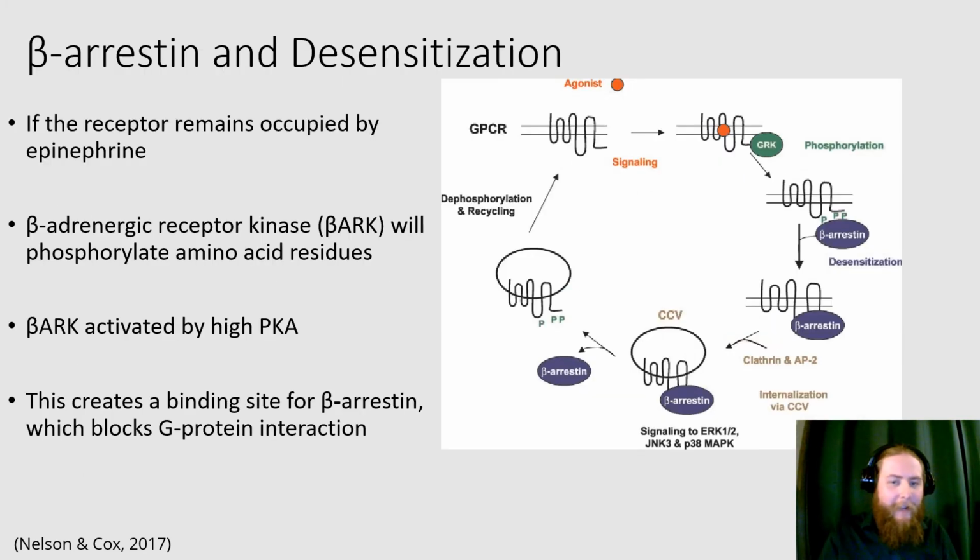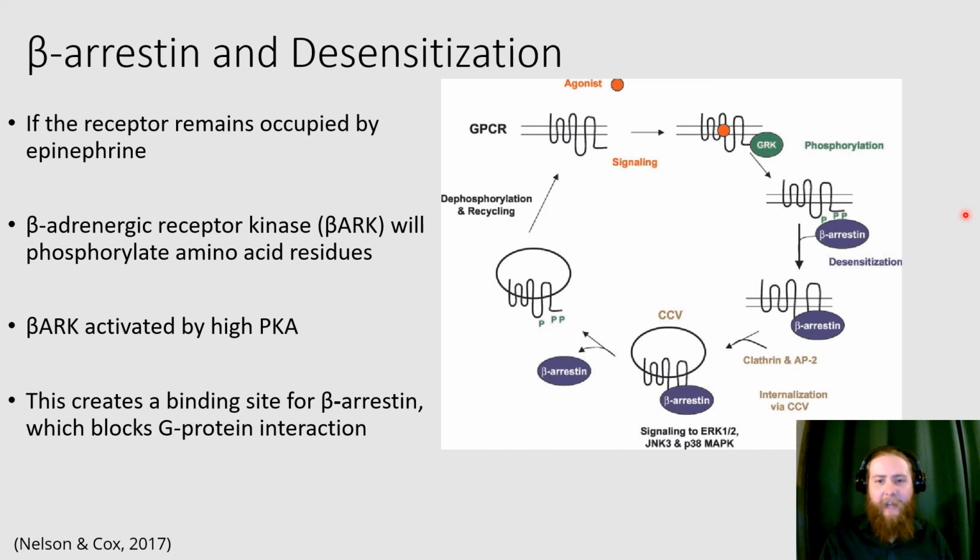Earlier we talked about the fact that normally the activated G protein and GTP will split themselves apart, and they will go back to that inactivated state and be ready for another agonist to come and bind. But what happens if that doesn't happen? Let's say epinephrine stays bound here. Well, luckily, there are a couple of ways to desensitize or create kind of a weaker link here and get that GPCR ready to once again accept another signal.